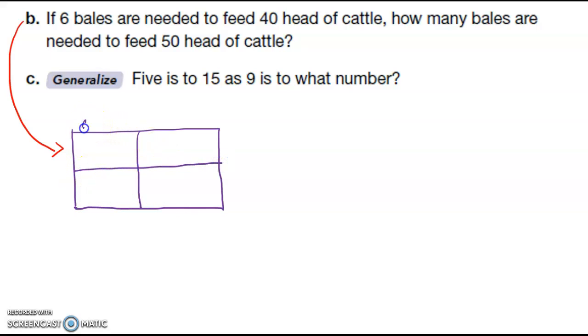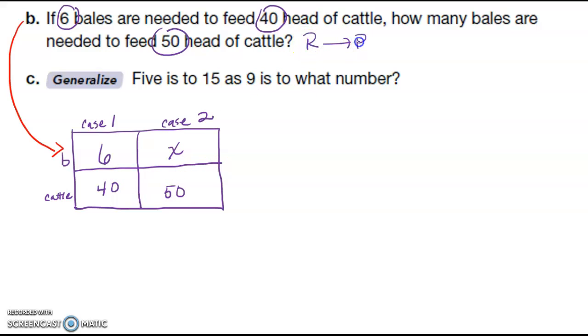So we have case 1, case 2. So if 6 bales and 40 head of cattle, how many bales were needed for 50 head of cattle? So we're going to have bales over cattle. We know we need 6 for 40. We don't know how many we're going to need for 50. So this is our ratio box, proportion, cross multiply. So 6 over 40 is equal to x over 50.